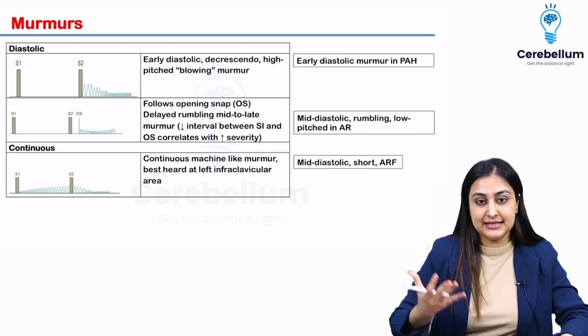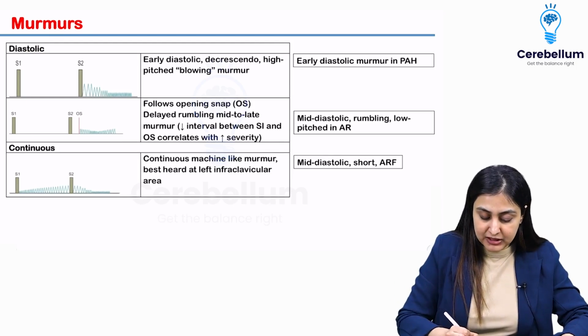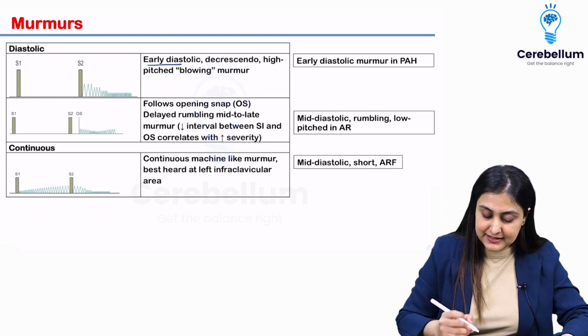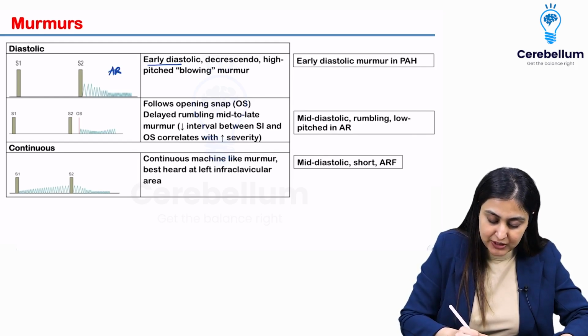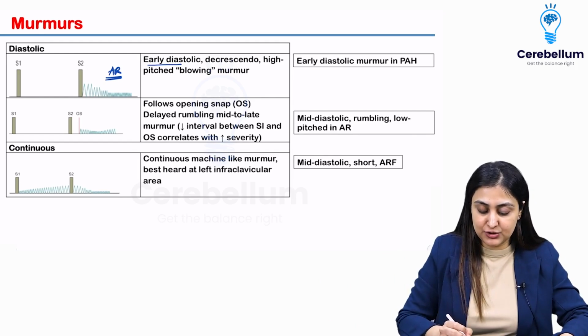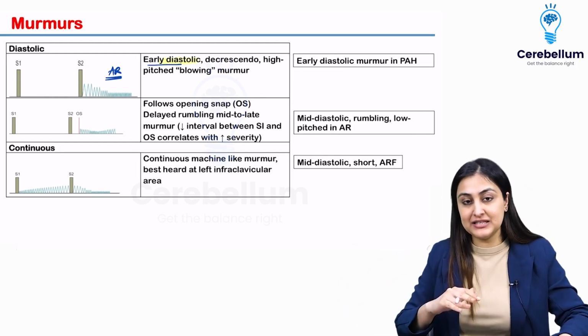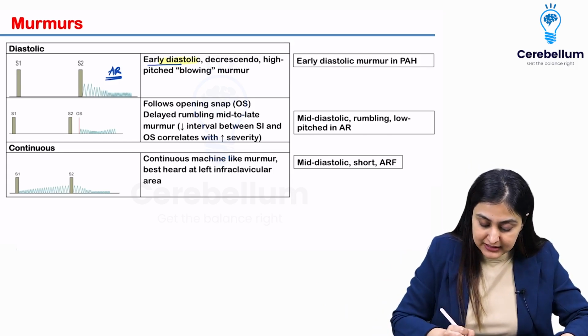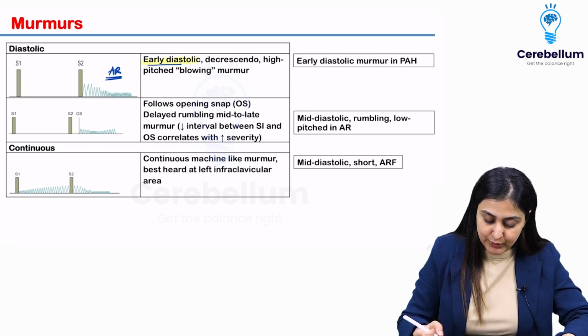Now, diastole. In diastole, if you are having an early diastolic decrescendo kind of murmur, this is aortic regurgitation, because now the blood is coming back, right? You have just started to relax, but then the aorta says, no, take this blood back. So, this is aortic regurgitation, again high-pitched blowing.